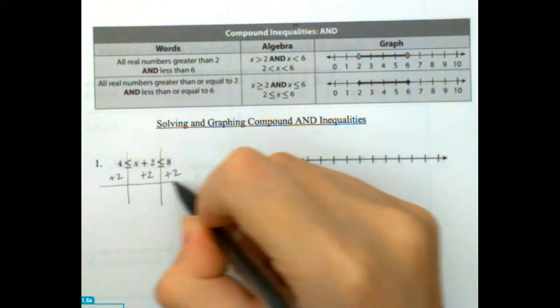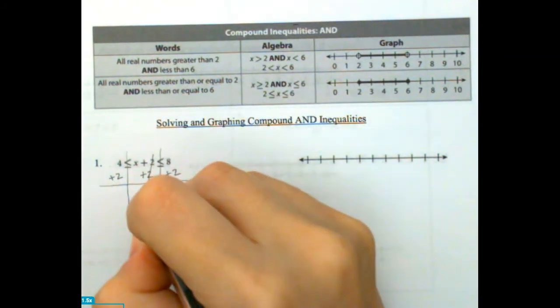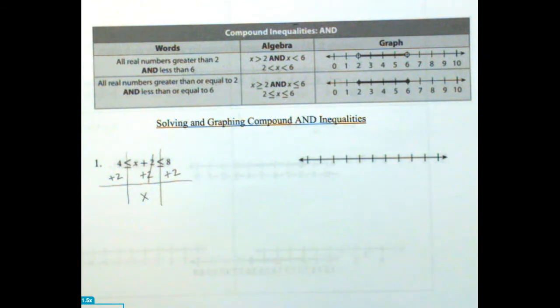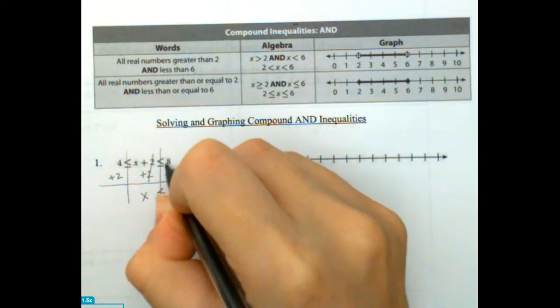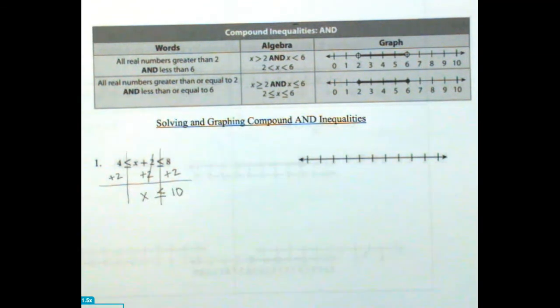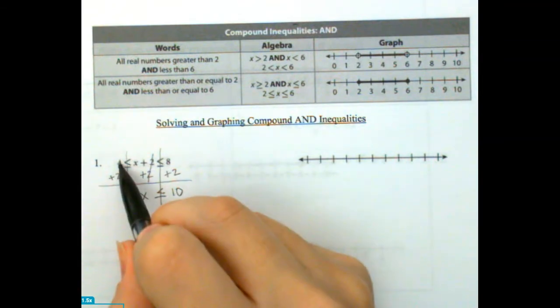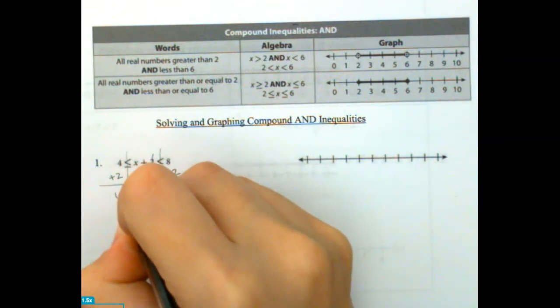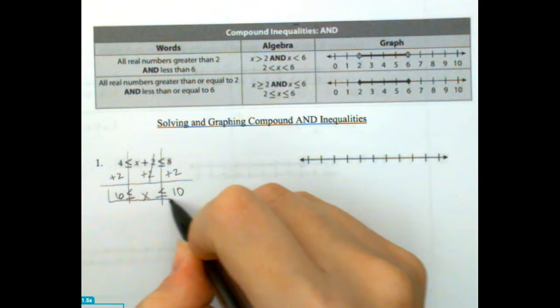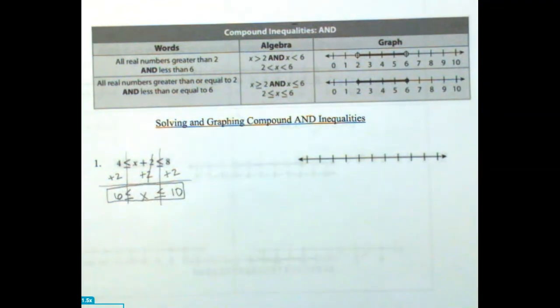These 2's in the middle cancel out, and I'm just left with x in the middle. On the right, if I do the math, 8 plus 2 gives me 10. And on the left side, 4 plus 2 gives me 6. I bring down my symbols, and now I've got x alone in the middle and my values on the outside. So now I've got this inequality that reads all real numbers greater than or equal to 6 and less than or equal to 10. And this is how I want my final answer to be written.